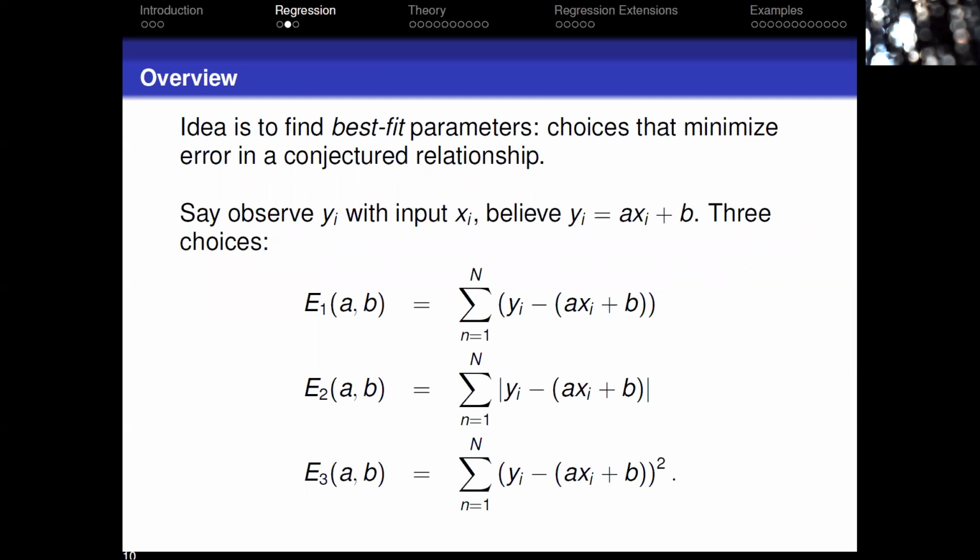So what I want to do is talk about 3 notions of error. So let's say we believe y is linearly related to x. Maybe y equals ax plus b. So if I observe xi, I predict that y should be axi plus b.